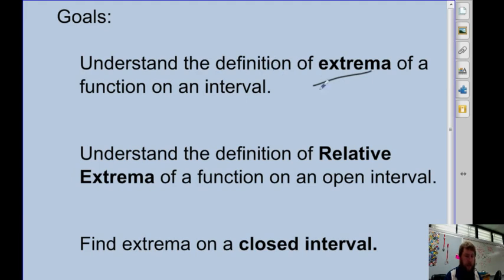First, I'm going to understand the definition of an extrema of a function on an interval, understand the definition of a relative extrema on an open interval, and find an extrema on a closed interval. So let's walk through that.